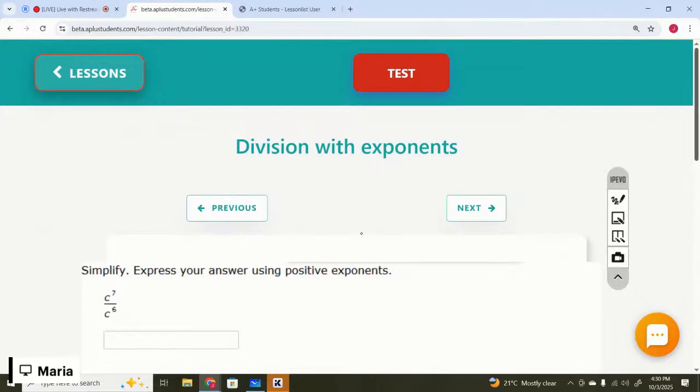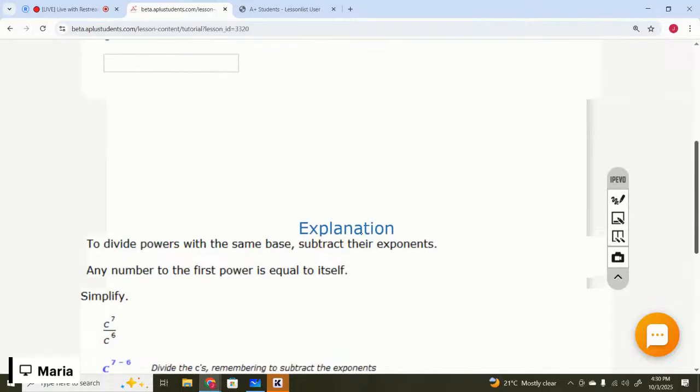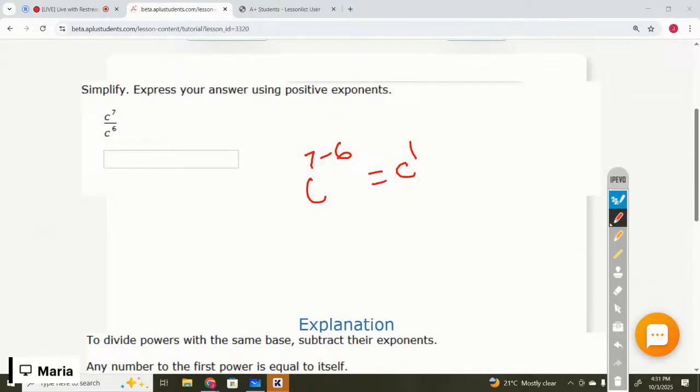Okay, C7 divided by C6. So you need to use the same rules to divide powers with the same base, subtract the exponents. That is C exponent 7 minus 6, that is C exponent 1, or just C.